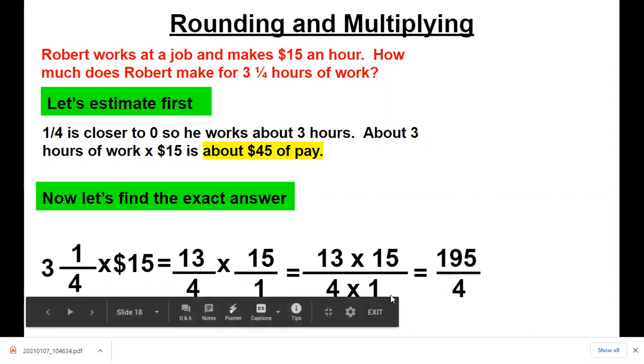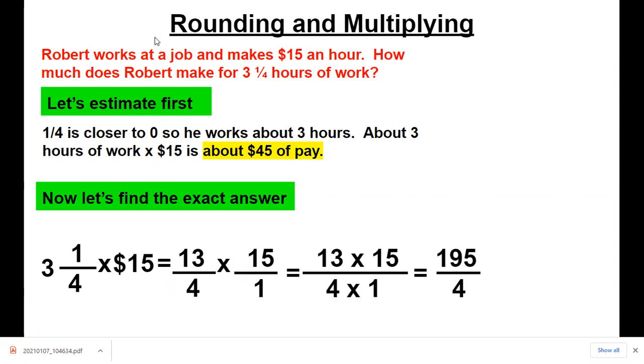195, and then 4 times 1 on the bottom is just 4. Now I have to do a big division problem, right? 195 divided by 4. So 4 will go into not 1, but 19. So I'm going to start my answer over the 9. How close can I get to 19 without going over?